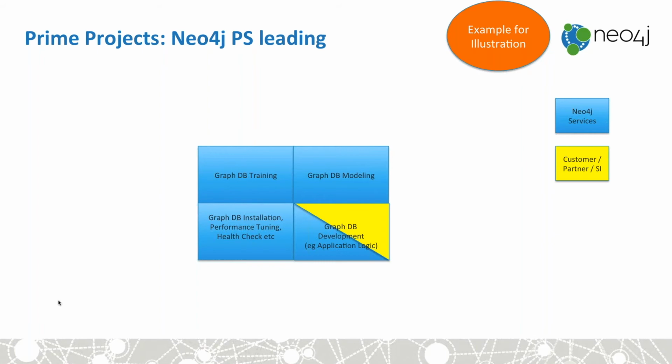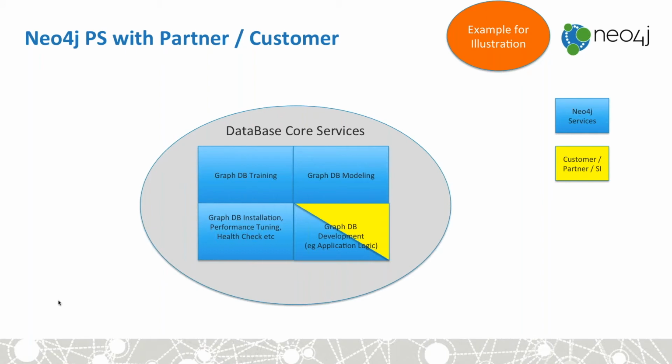When we then continue the journey and talk about prime projects with Neo4j leading, we aim to take full responsibility of the project. Let's look a little bit deeper into the architecture on the delivery side of the services. Let's define the database core services as including training, modeling, installation, tuning, health checks, etc. This is the area where Neo4j offers the services and which would be used to ensure overall success of the project.